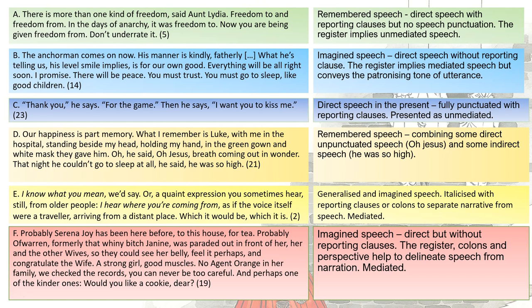With example E, we see a feature that Atwood uses in some dream sequences, but often uses where she's imagining speech or remembering speech from a very distant past. And that's the italicized method of presenting speech. And this is imagined. It's obviously mediated. There isn't a particular person speaking here. It's kind of a generalized way of Offred talking about the way people used to speak in general.